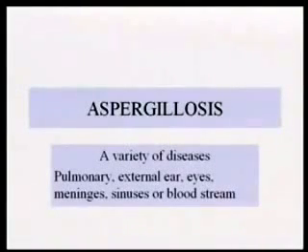Now, aspergillosis is becoming probably one of the biggest problems in infectious disease, particularly in hospitalized patients. It causes all kinds of diseases: pulmonary, external ear, eyes, meninges, sinus, or bloodstream. If you get a person with an ear infection, you go in with your otoscope and start to look into the ear, you'll see the fungus right there just growing out, a bunch of seaweed, and it'll probably be white or black.